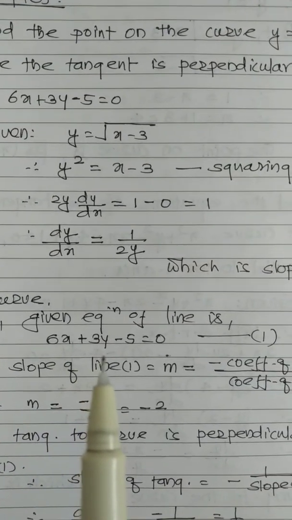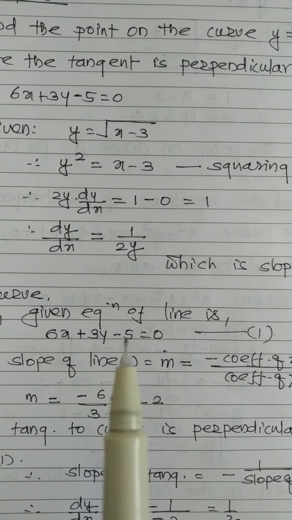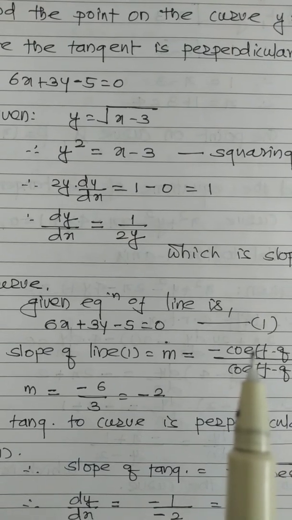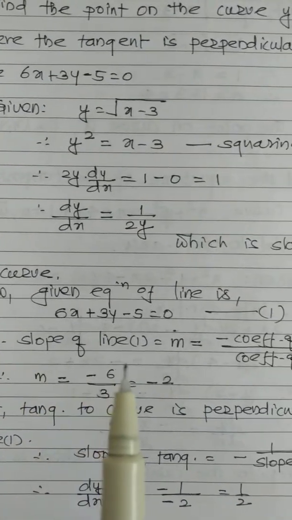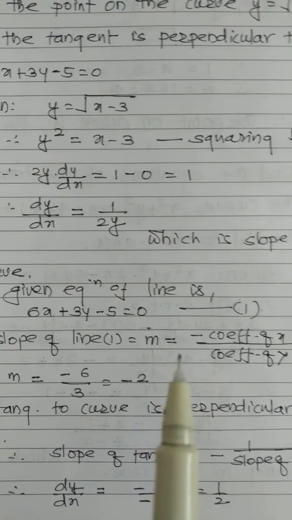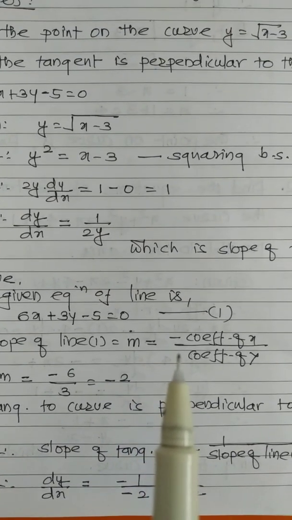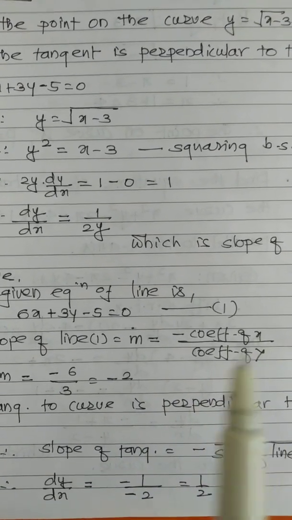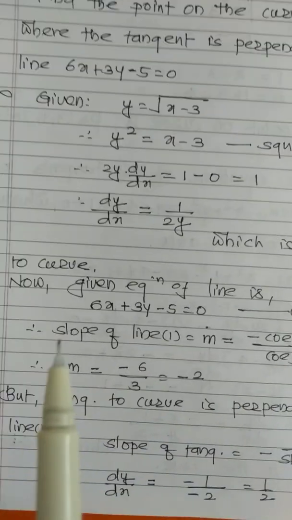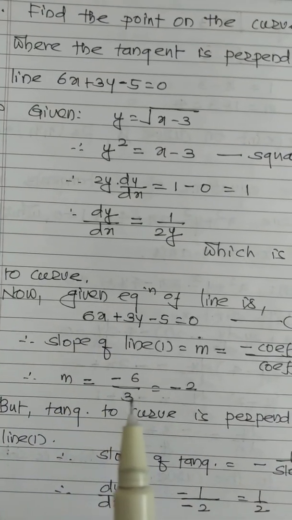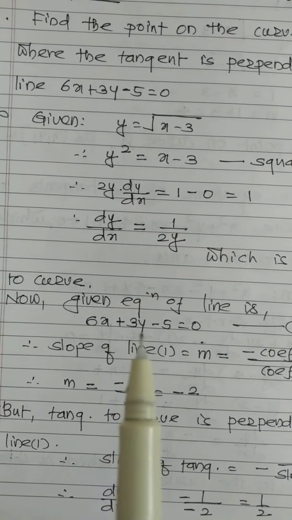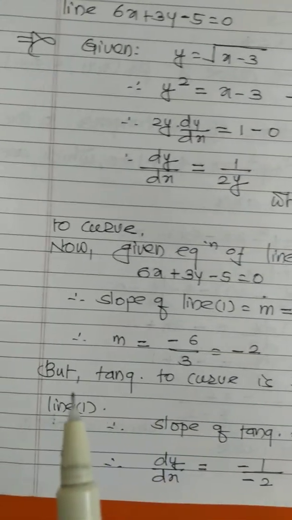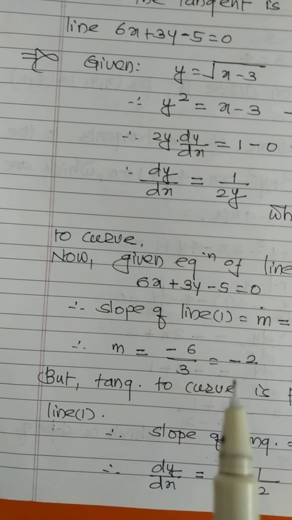Now again, think about the equation of the line: 6x plus 3y minus 5 equals 0. Now we can calculate the slope of that line first. M equals, using the formula for the general form of a line, minus coefficient of x divided by coefficient of y. The coefficient of x is 6, so it is minus 6 divided by the coefficient of y, which is 3, equals minus 2. So the slope of that line, m, equals minus 2.